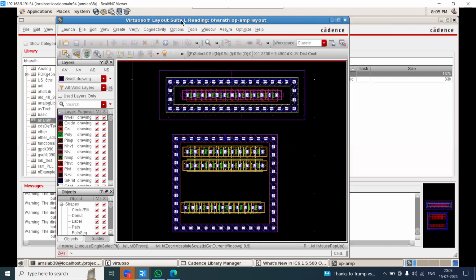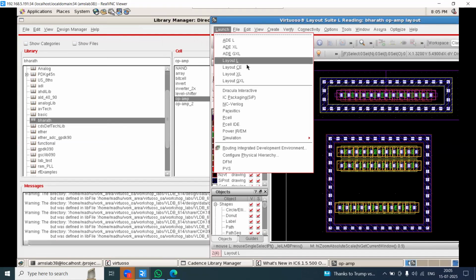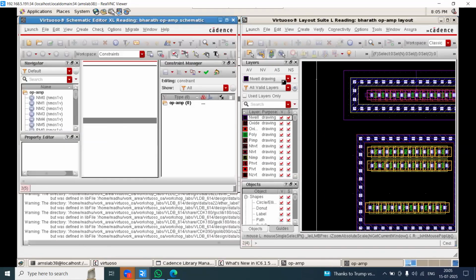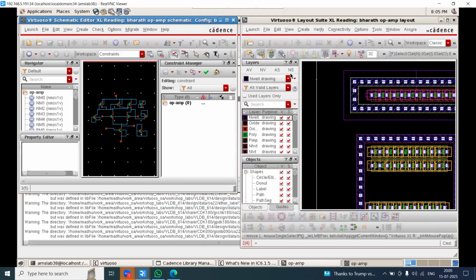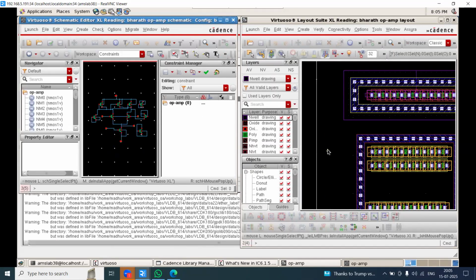Matching. We need to follow the matching techniques in the current mirror and op-amp, correct? Sorry. In an op-amp, we need to follow matching techniques for the current mirror and diff pair. When you see this one, just a minute, ma.